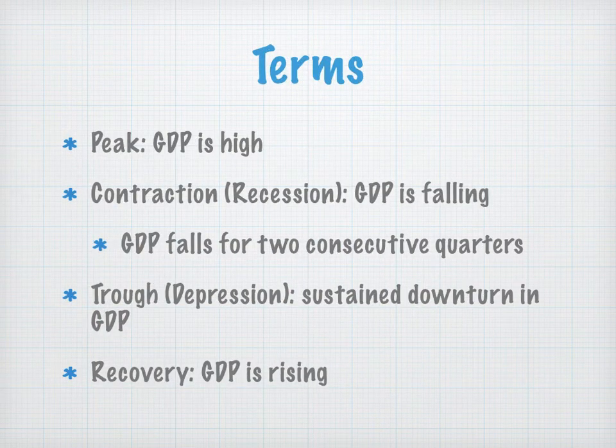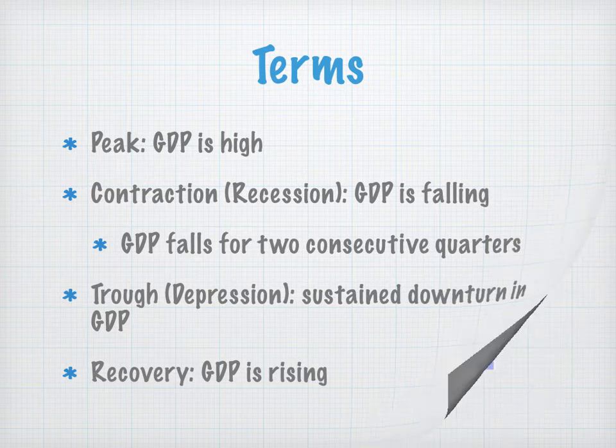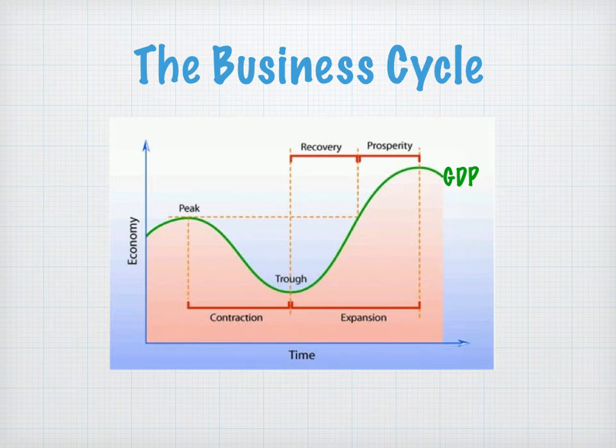When gross domestic product falls for 2 consecutive quarters, a quarter is a 3-month period. So when GDP falls for 6 months, that is the technical definition of a recession. If an economy remains in that sustained downturn for a period of time, the economy will be in a depression. Now, we haven't had a depression in the United States since the 1930s. And of course, as we mentioned, recovery is when GDP is on the rise again.